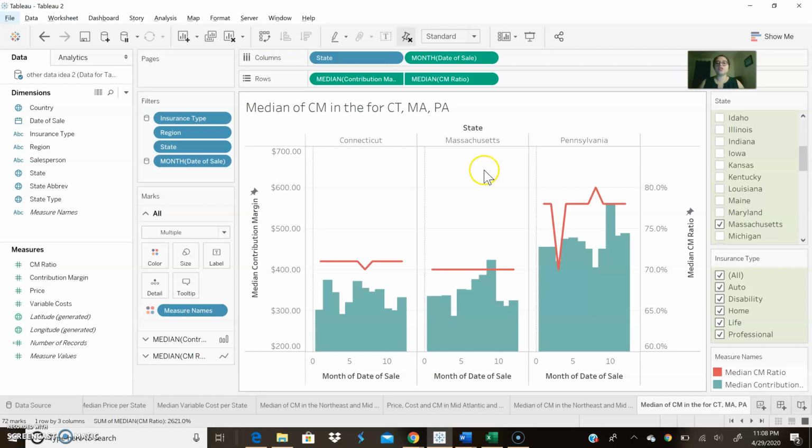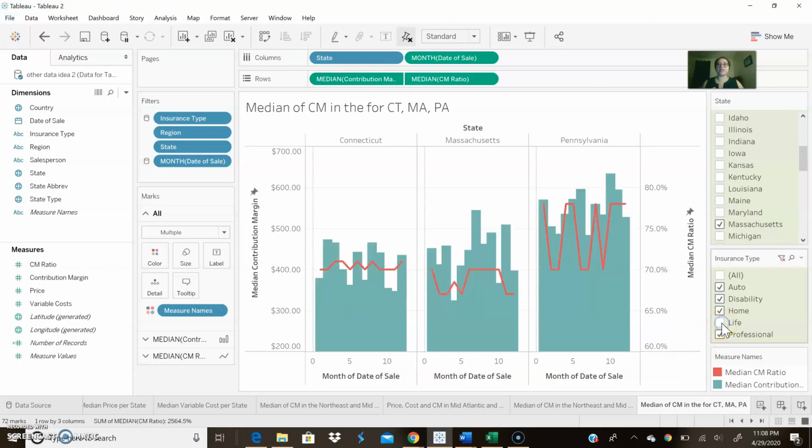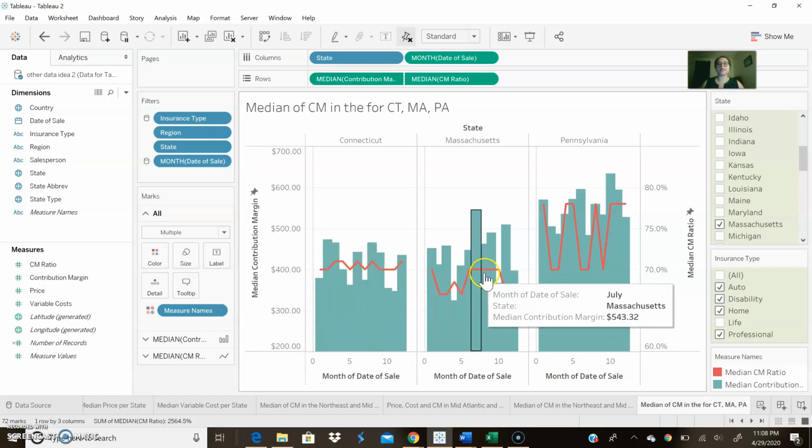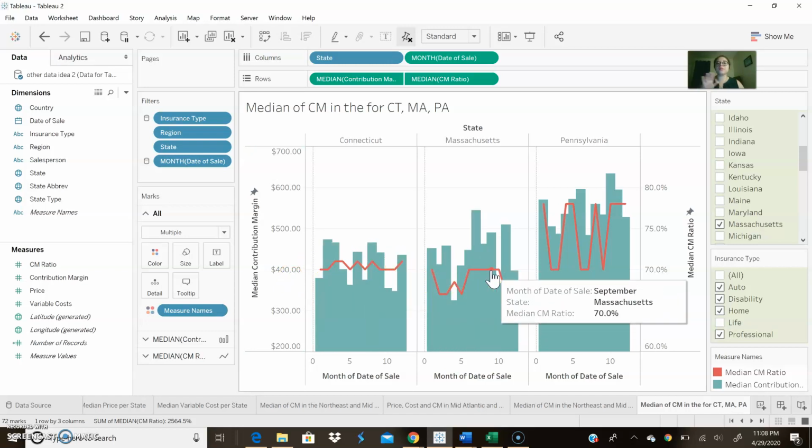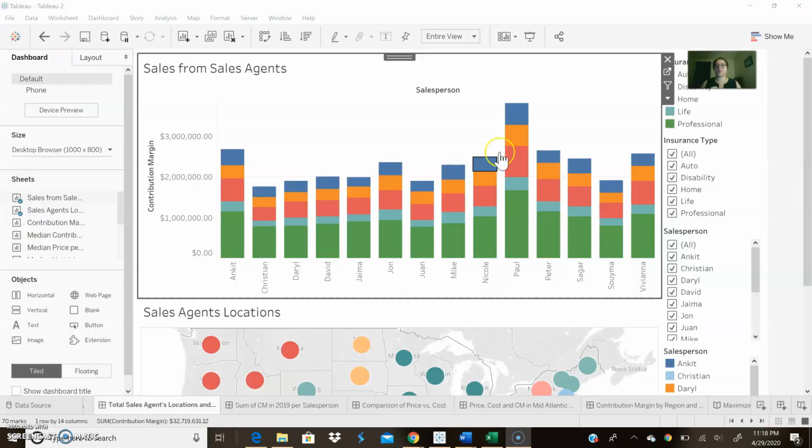Okay, so I have my 3 states here to work on. It's the same graph as before, except we're focusing on these 3 states so we can closely see the difference between the 3. So watch what happens when I deselect life insurance again. The contribution margin ratio drops in a lot of months, so I'm going to put this worksheet on a dashboard later so we can work on it further.